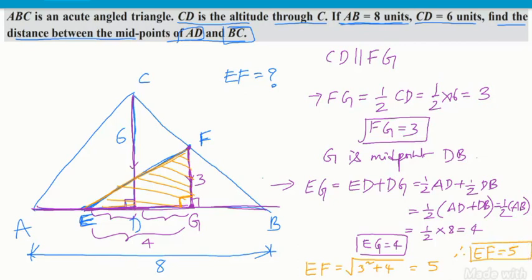So they are asking in the question the distance between the midpoints of AD and BC. AD is E and BC is F. So EF I want to find. I already found EF is equal to 5. So this is the question. Hope you understand this question.